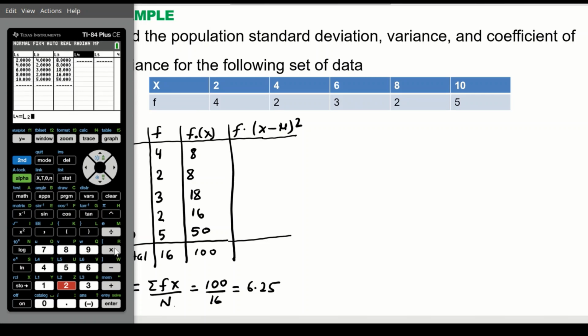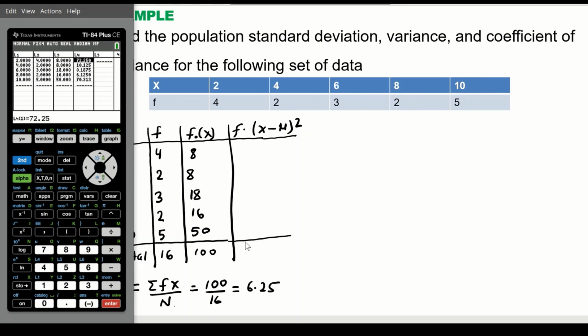Then the multiplication sign, and we open a parenthesis. X is in list 1, so in place of x we type second and then 1, L1. Then minus the mean, which we obtained here, 6.25. Close the parenthesis, and there is a square sign. Square. Then hit enter. You will get all the values over here.